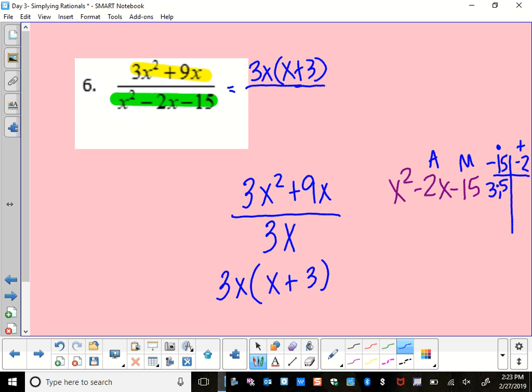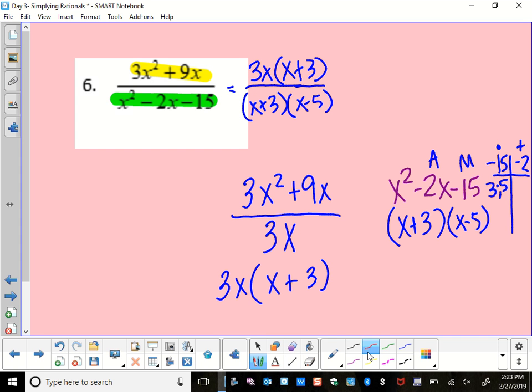Positive 3 minus 5 gives me negative 2. And that's what I need. So my factors here are x plus 3 and x minus 5. So let's plug that in down here. x plus 3 and x minus 5.